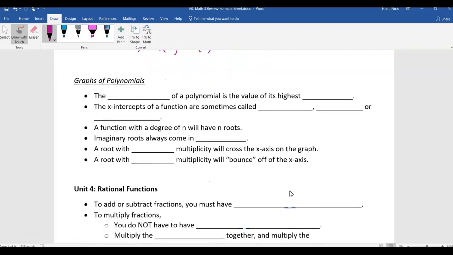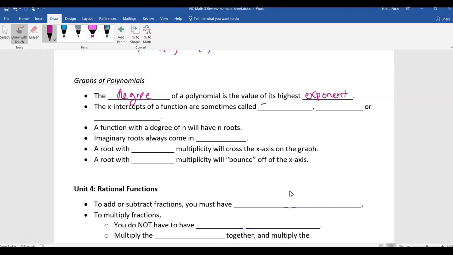Okay. We also looked a lot at the graphs of polynomials. When we talked about polynomials, we talked about the degree of a polynomial. So the degree of a polynomial is the value of its highest exponent. So if you have something like x to the fourth, and that's the highest exponent, then that would be fourth degree. The x-intercepts of a function can be called several different things.